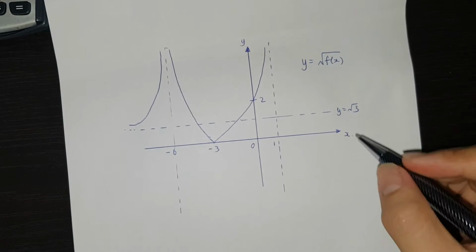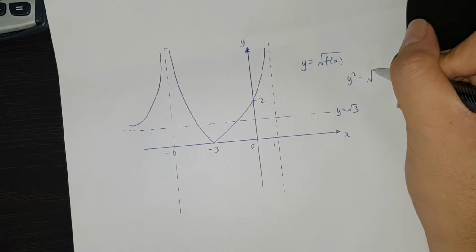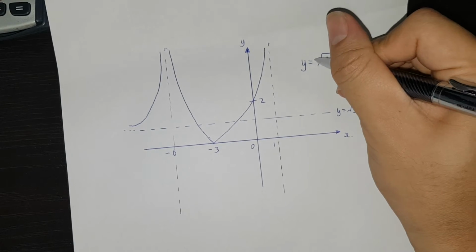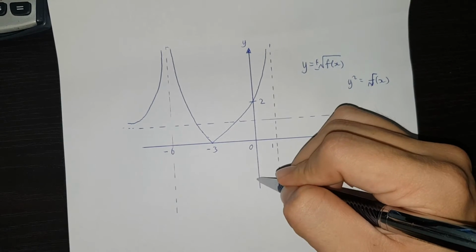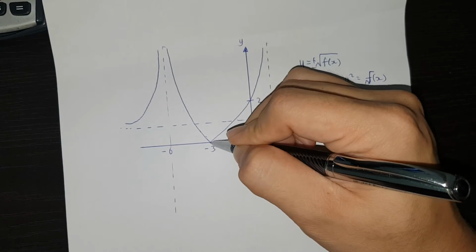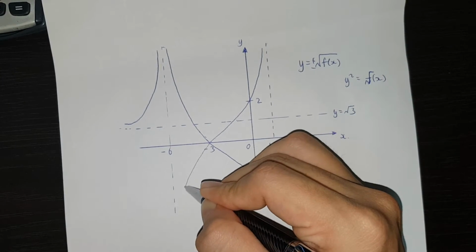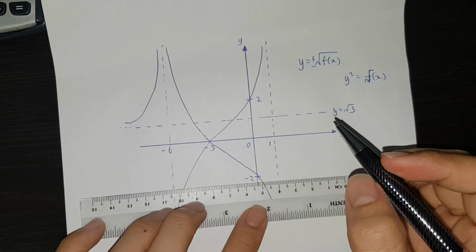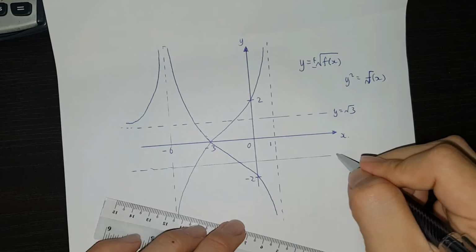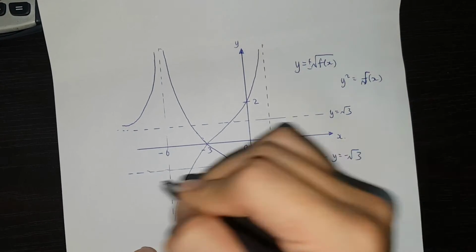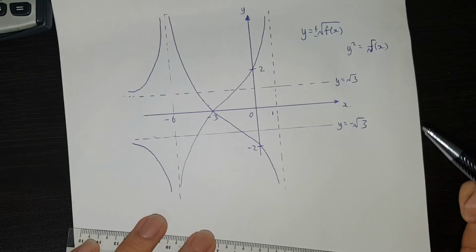Then what if they want the y squared equals f(x) graph? It means I'm taking a positive and negative sign. I will get this graph over here, just reflect it. Just draw another asymptote on this side. So with the reflection of the two graphs, you get a graph like this.